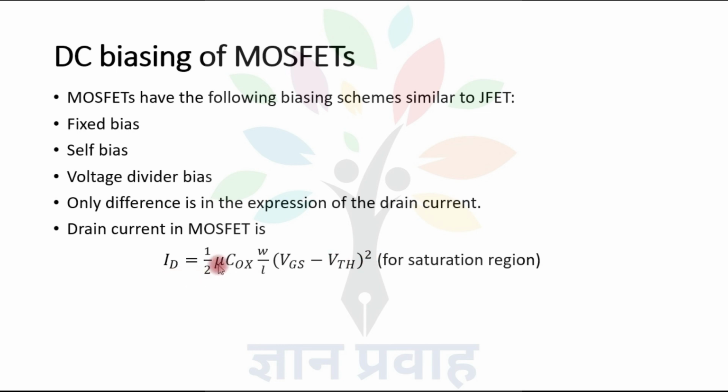Here mu is mobility, Cox is oxide capacitance, W is channel width, L is channel length, VGS is gate to source voltage or input voltage, VTH is threshold voltage of the MOSFET. So in place of Shockley equation, we must apply this equation for finding the value of ID current. So we can apply different biasing techniques such as fixed bias, self bias and voltage divider bias for MOSFETs also.